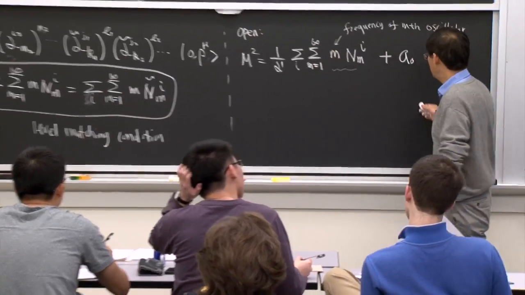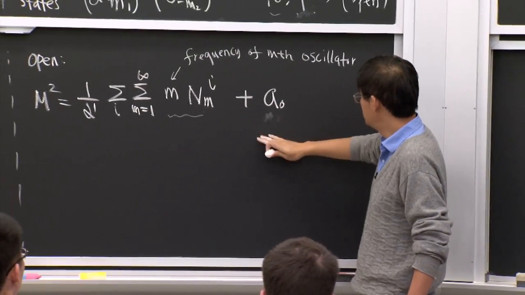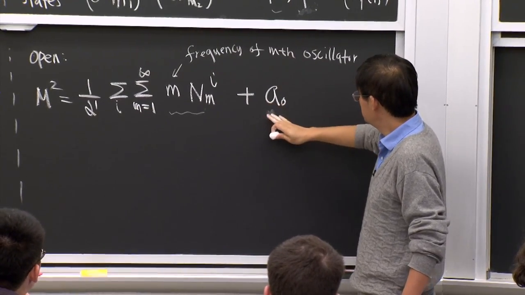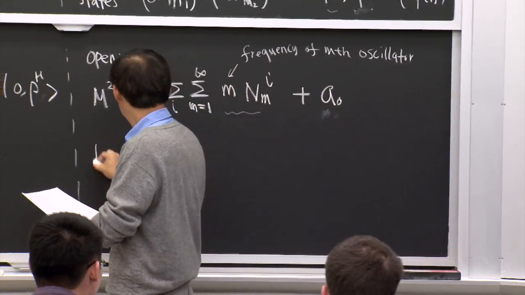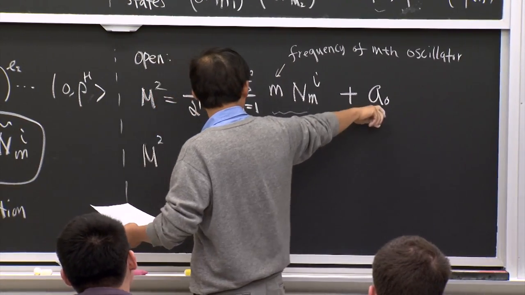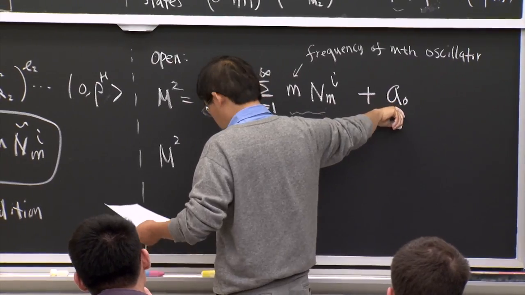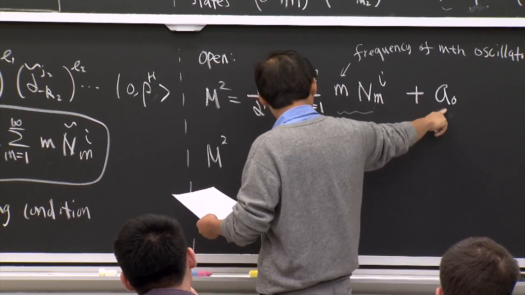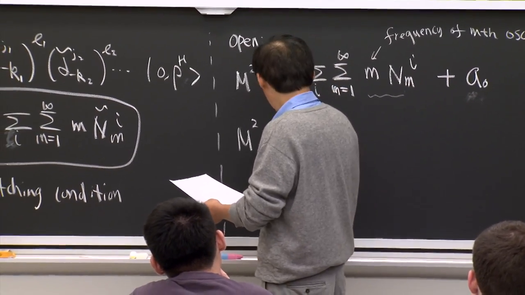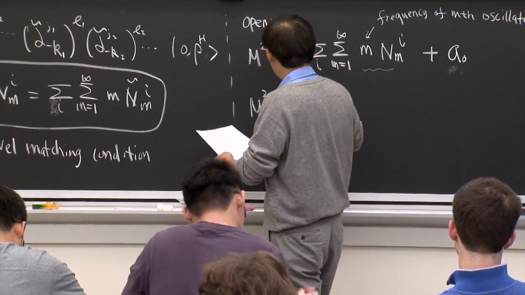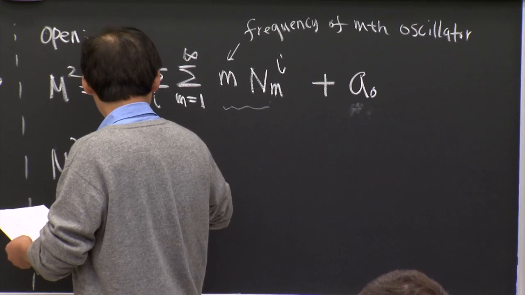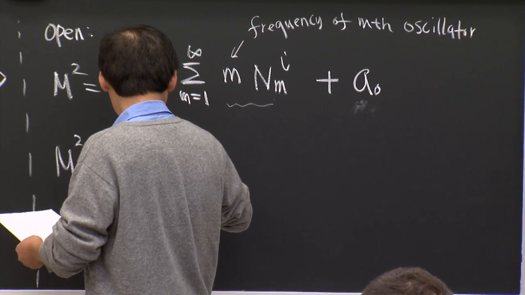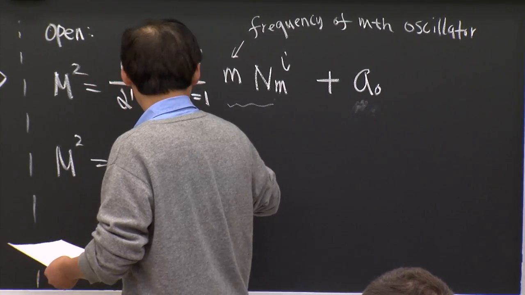So in principle the ordering matters, and that will give rise to this zero-point energy, or ordering number. Similarly for the closed string, you just have two sets of modes.